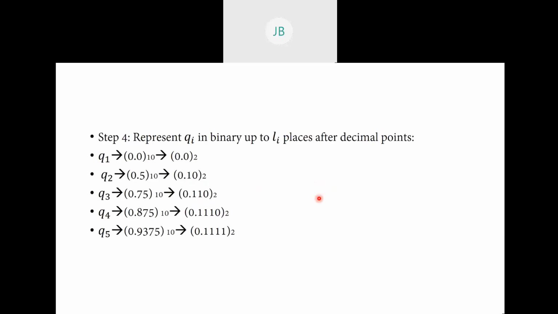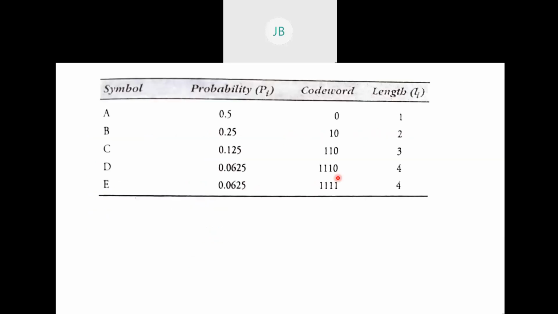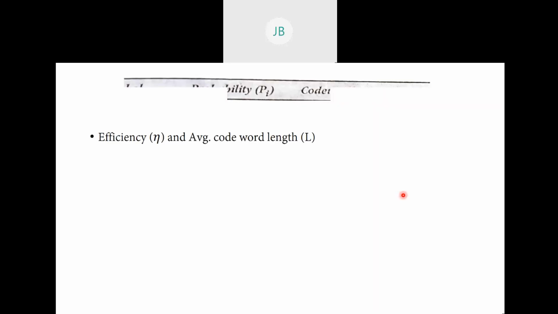So if you see here, for the last one, it is 1111. The length here is decided by the Li values that we calculated in the second step. The value of L1 was 1. Similarly, the value of L5 was 4, and so on. So this is how we assign the code words in case of Shannon's encoding algorithm.